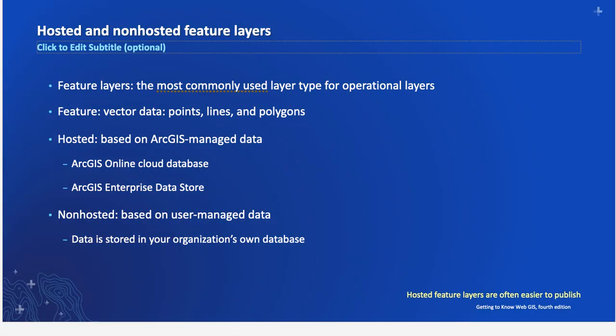Hosted and non-hosted feature layers are the most commonly used layer type for operational layers, like I just mentioned. This refers to vector data, points, lines, and polygons. For hosted feature layers, this is based on ArcGIS managed data, and our data is stored in the ArcGIS Online cloud database or in the ArcGIS Enterprise Data Store. And for the non-hosted feature layers, this is based on user-managed data, and the data is stored in your organization's own database.